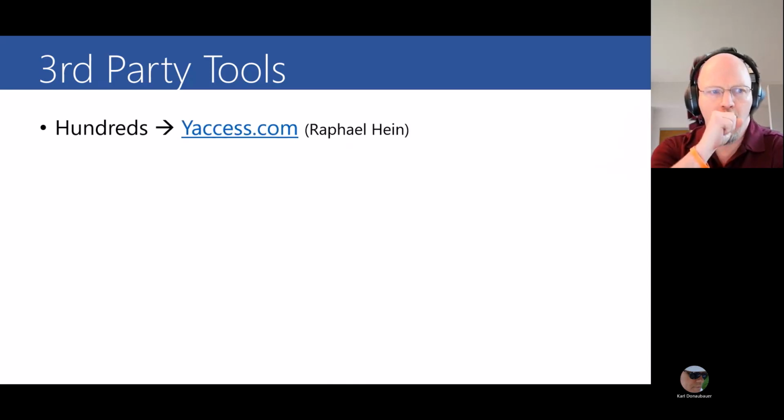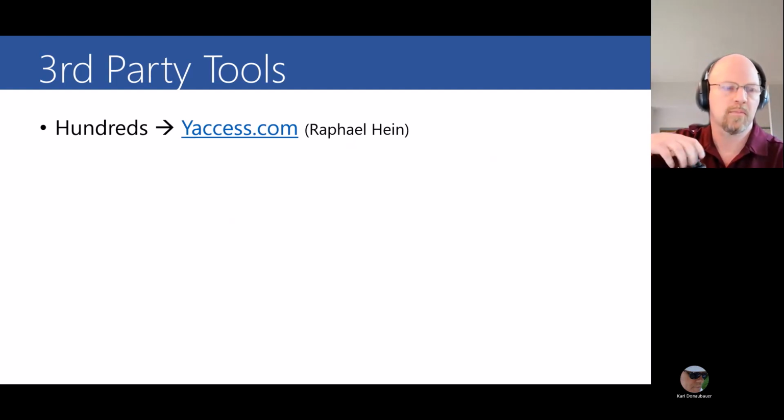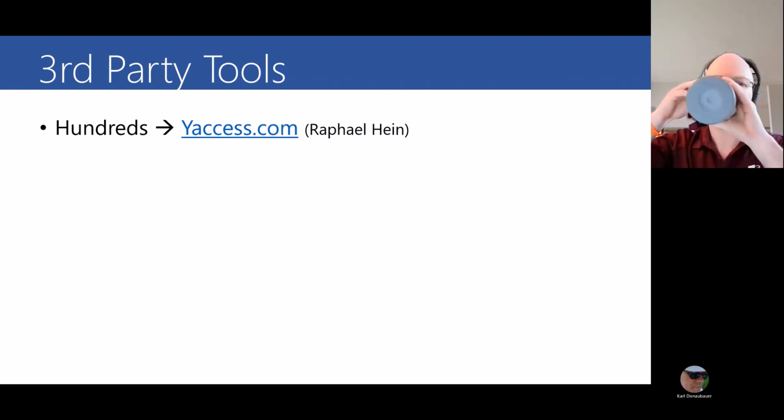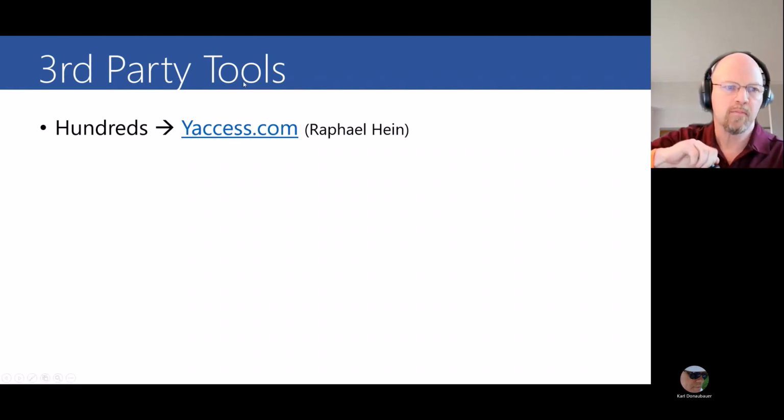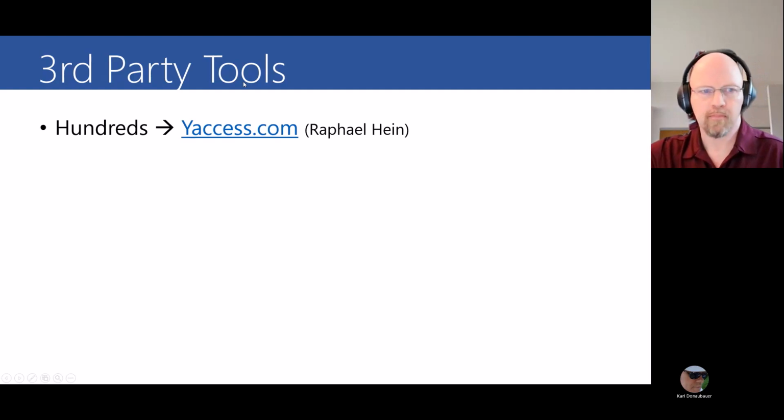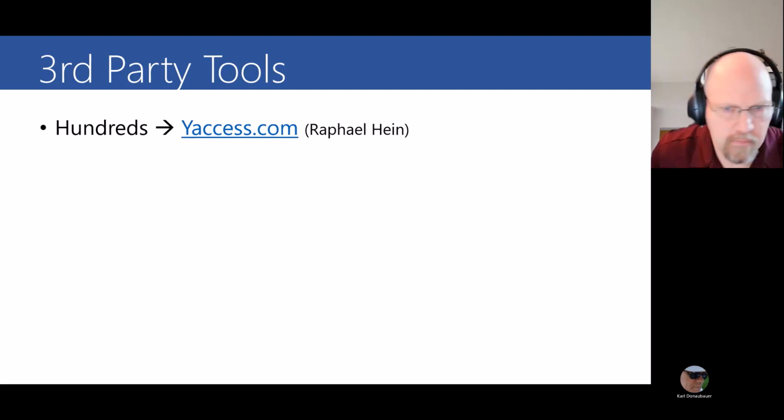Talking about third-party tools, there are hundreds for Access out, and the biggest link page for Access is a German one by Raphael Hein, who is an attendee today. And nobody knows how to pronounce it. I think he pronounced it Yaccess.com, but I suggested to him it could be Yaccess.com, I don't know.